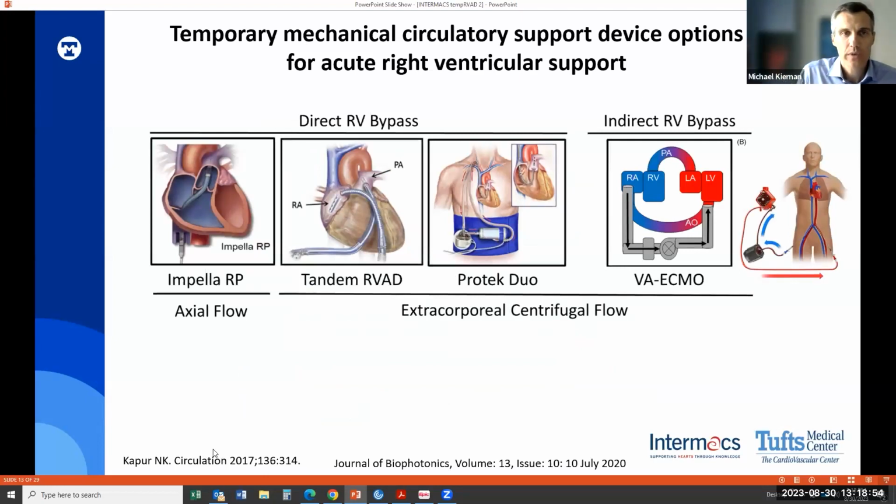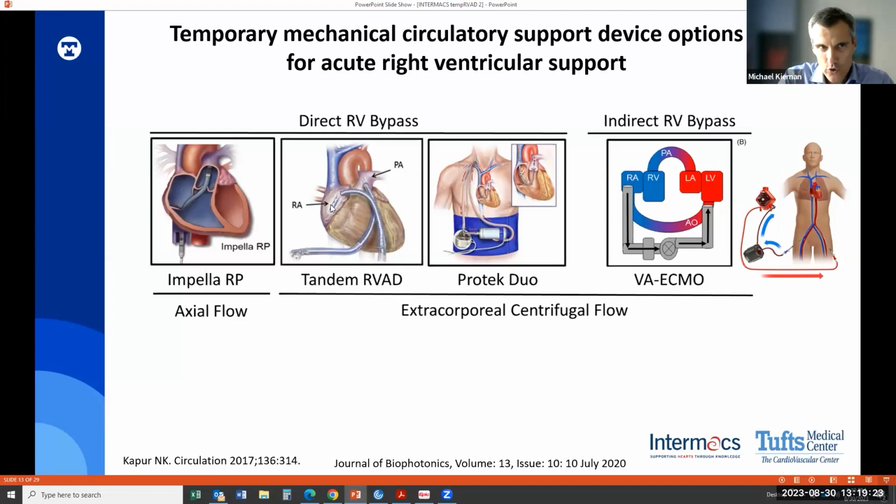As we look at current utilization rates for RVAD, these are the different technology platforms that we're talking about. So there's the Impella RP, which is the device that's inserted through the femoral vein, comes into the right atrium, and then out through the right ventricle into the main pulmonary artery. So we're pulling blood from the right atrium and then pushing it, directly bypassing the right ventricle, out into the pulmonary artery.